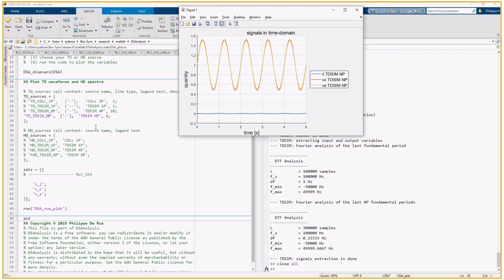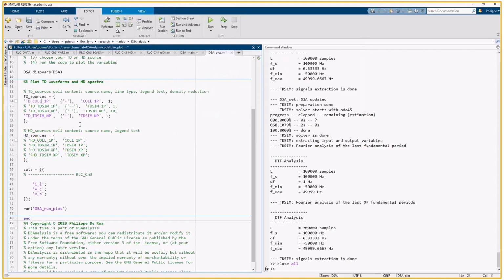In any case, what I would like to do now is check whether the results of the collocation method match the steady state waveforms provided by the time domain simulation. That is something that I can do by just plotting both at the same time. Naturally, to give them a difference, I give them a different style.